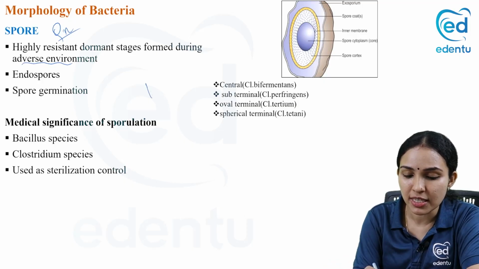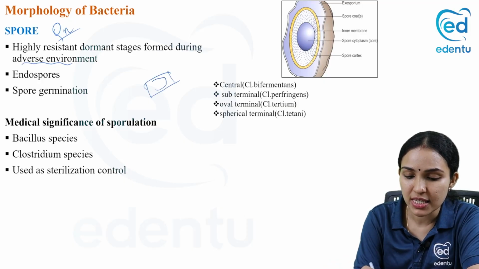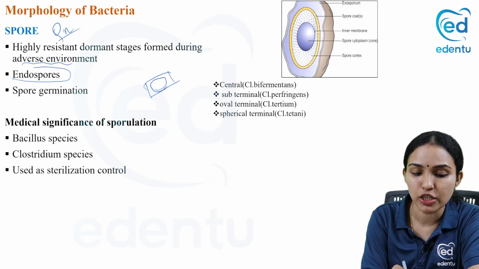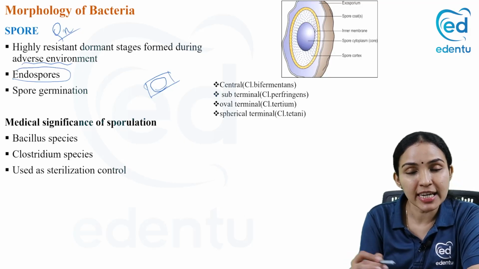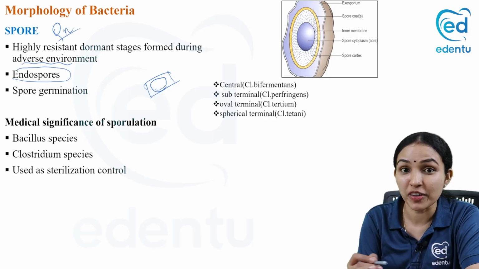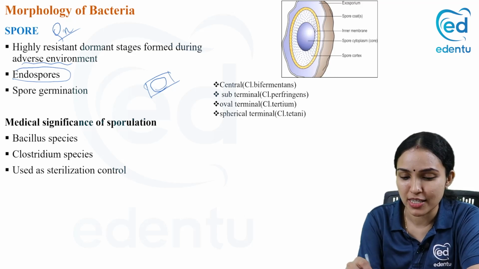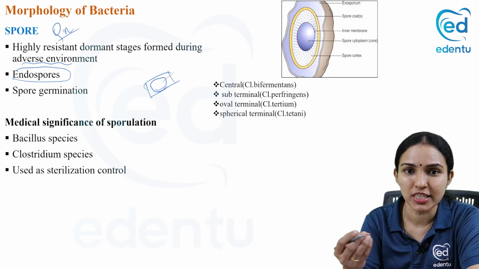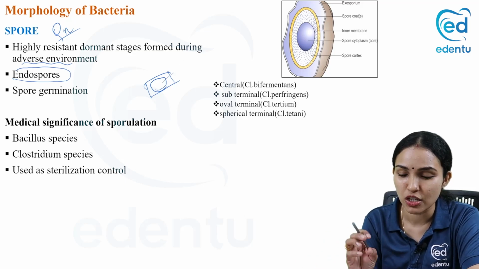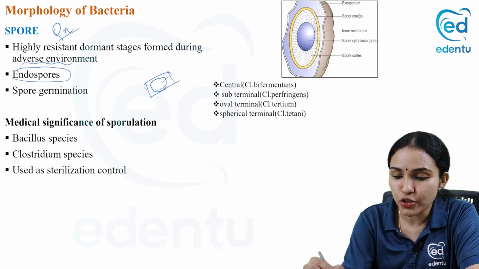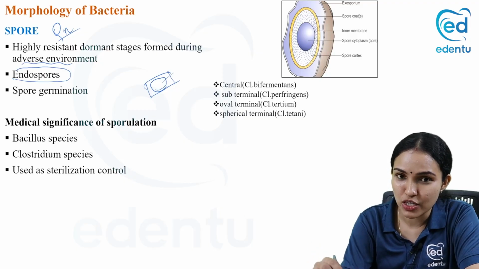In bacteria, spore is formed inside the bacteria, so you call it an endospore. And later on, when bacteria come back to favorable environments, they will germinate. So the spore will germinate and the vegetative bacteria will come out. That is called spore germination. So you should see what are the layers of spore.